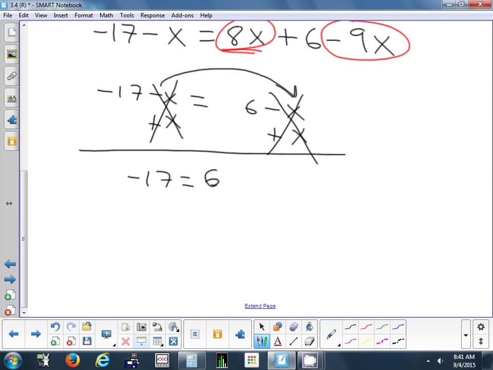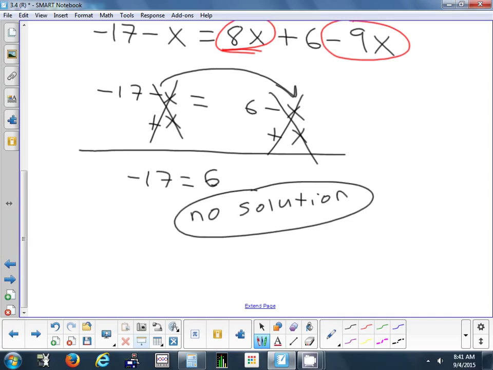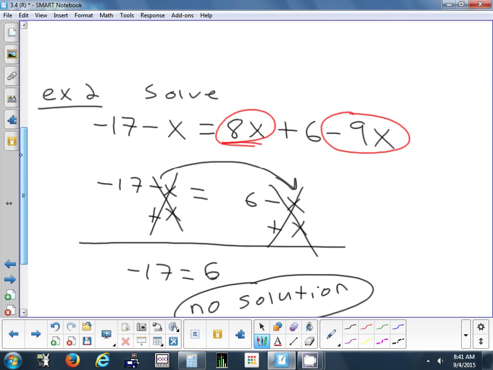No. So what do you think this means? You can't solve it. Okay? This is not a true statement at all. Negative 17 does not equal 6. So what we do is write no solution. That means no matter what number you try to pick for this original problem, you will never make the left-hand side equal to the right. It's impossible. You cannot find a number that would make it work. Ever. All right? Can't solve it.